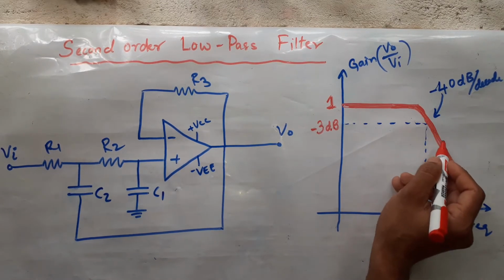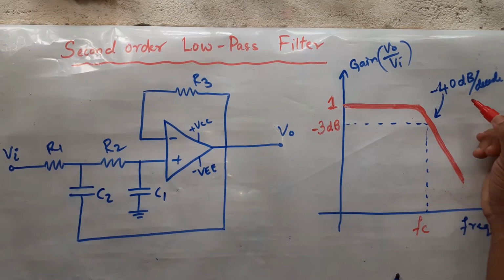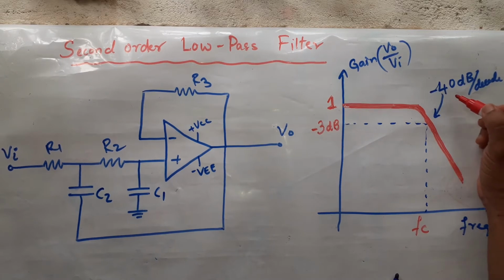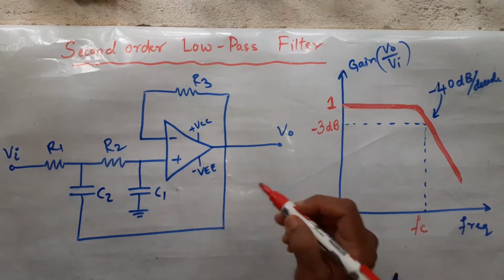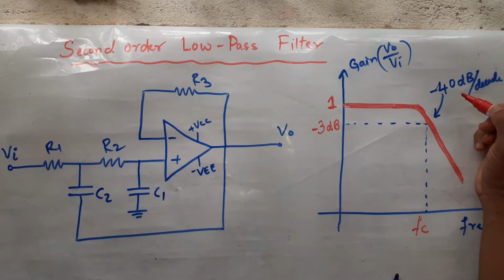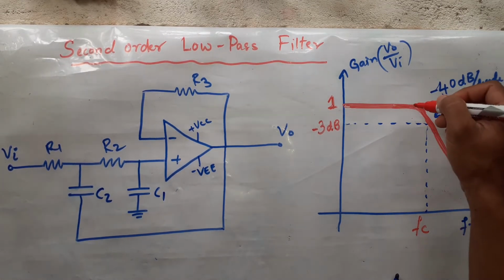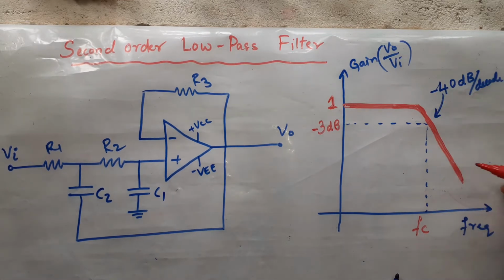Your gain starts falling down with a rate of minus 40 dB per decade. Minus 40 because this is second order. In first order it was minus 20, right? Here it is minus 40 because another RC network is added. With one RC network you will get 20, with another RC network you will get 20 plus 20, that is 40 dB per decade. So it will become more steep. The slope will increase here, and the gain will fall down more quickly. Understood?